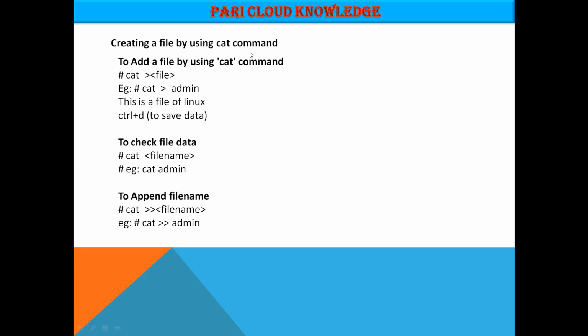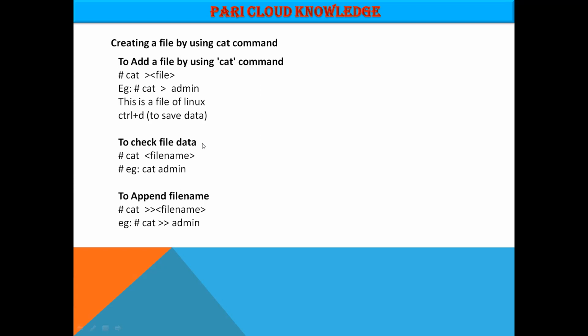Creating a file by using the cat command. If you want to create a file with the cat command, just type cat, then the greater-than symbol, then the file name. For example, if you want to create a file named admin, just type cat > admin, and write any content, like this is a file of Linux, or this is my Linux file, anything you can write, and just save it. While saving, you have to type Control plus D to save and exit.